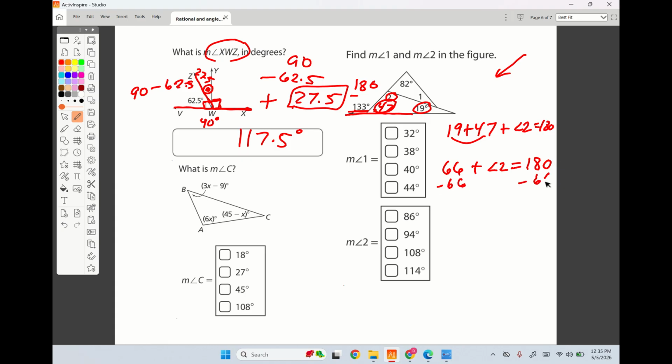Now we can finally find the measure of angle 1 by adding 82 plus 66, and then you're going to subtract it from 180 after. So this gives you 148. Subtract that from both sides, and now we have the measurement of angle 1 as 32 degrees.